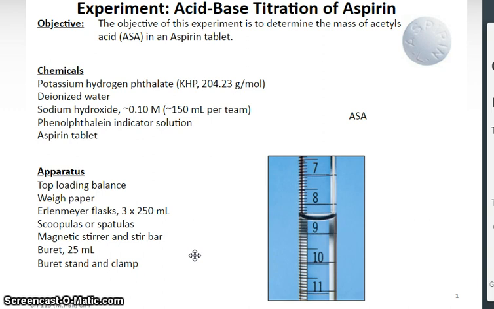Today in this video, I am going to talk about the experiment: acid-base titration of aspirin. The objective of this experiment is to determine the mass of acetylsalicylic acid in an aspirin tablet.